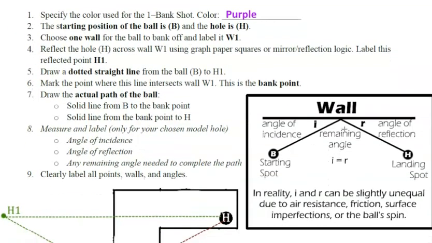When you draw your lines, keep in mind that we reflect it across a wall. The angle of incidence and the angle of reflection should be about the same. In reality, I and R can be slightly unequal due to either air resistance, friction, surface imperfections, or the ball's spin. When you're drawing it on your paper, make it as equivalent as possible.